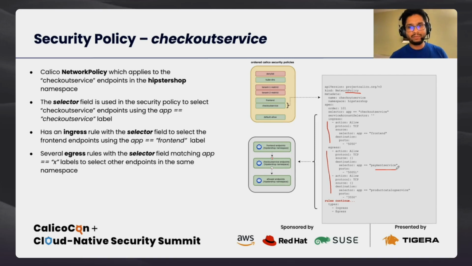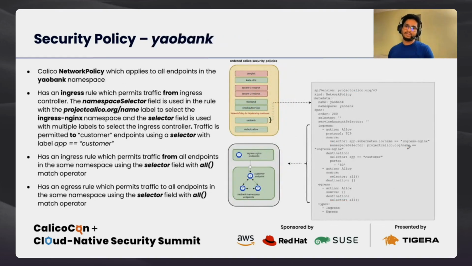Now, of course, for the checkout service, we're not permitting traffic from the ingress, because it's the front end that receives traffic from the ingress. However, the checkout service will receive traffic from the front end and, in the egress direction, communicate with other microservices or endpoints in the same namespace. All right, so let's move forward. I've not shown the rest of the policies for the Hipster Shop namespace. Those policies will continue; however, the pattern remains the same.